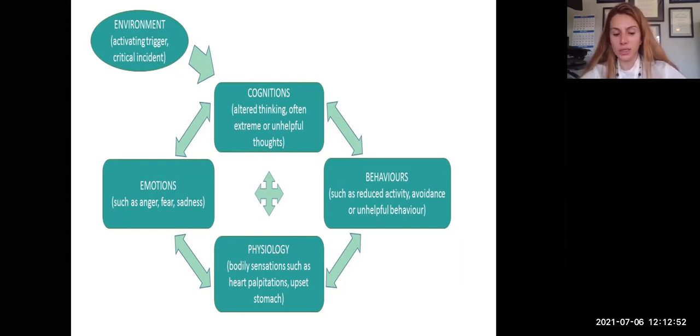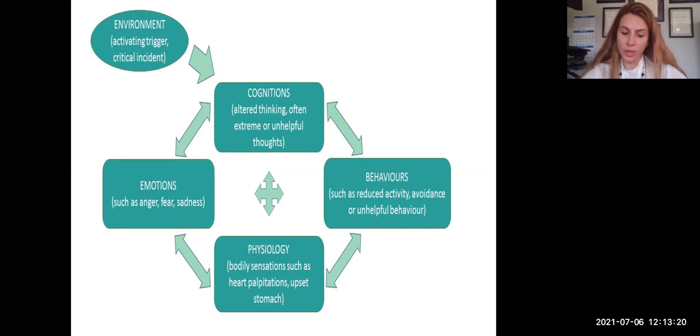And you can see in this cycle that all of these arrows are bidirectional. So typically the environmental trigger will cause a thought. Patients are not always aware of what that thought is. It's called an automatic thought. They're much more aware of the emotion that follows or the action, the behavior that they take.